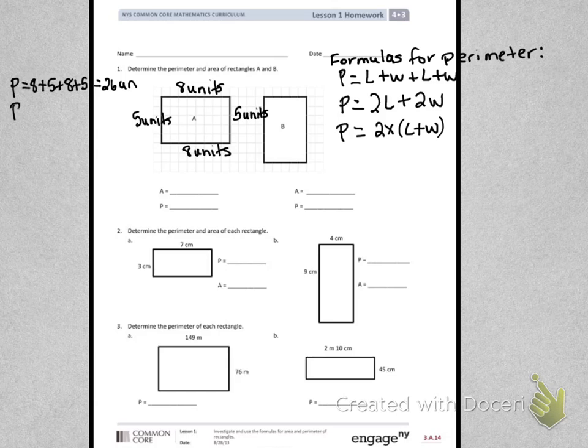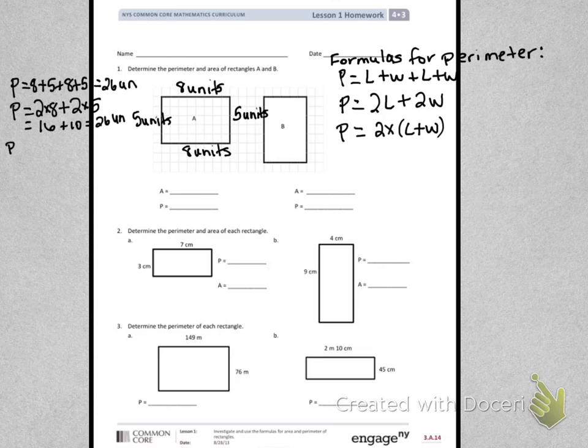The second way to find the perimeter is 2 times your length, plus 2 times your W, your width. So we can go 2 times our 8 plus 2 times your W, which was 5. And we have to work our multiplication out first. 16 plus 10, and that's going to give you 26 units. Again, always keeping the units on there.